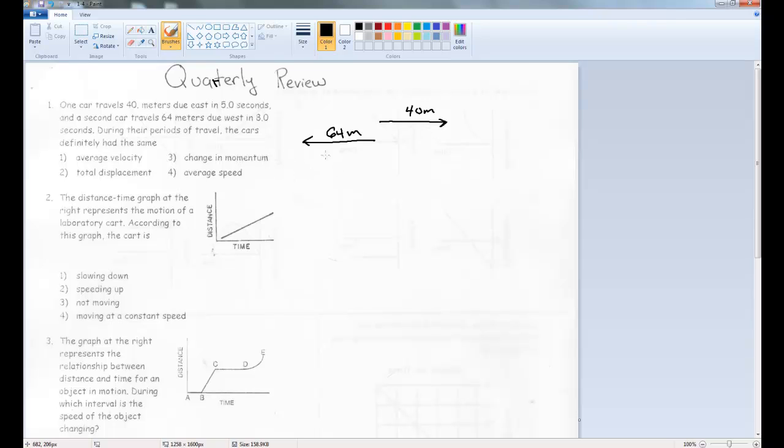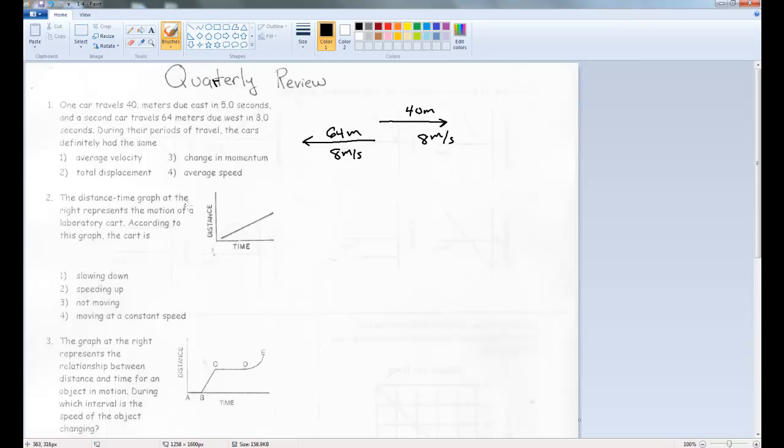Momentum, we haven't even talked about that yet. So it's got to be speed, and if we look 40 meters in 5 seconds, so this was going 8 meters per second. Likewise, 64 meters in 8 seconds, so this car was also traveling 8 meters per second. Remember, speed doesn't have a direction.